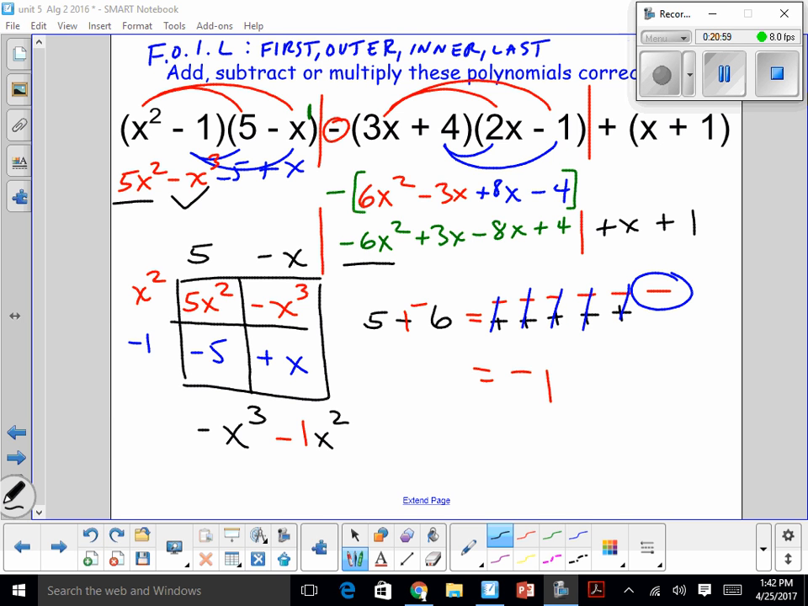The next guys in line are the regular x's. Here's a regular x. Here's a regular x. Here's a regular x. Here's a regular x. 4 regular x's, or x to the first powers.